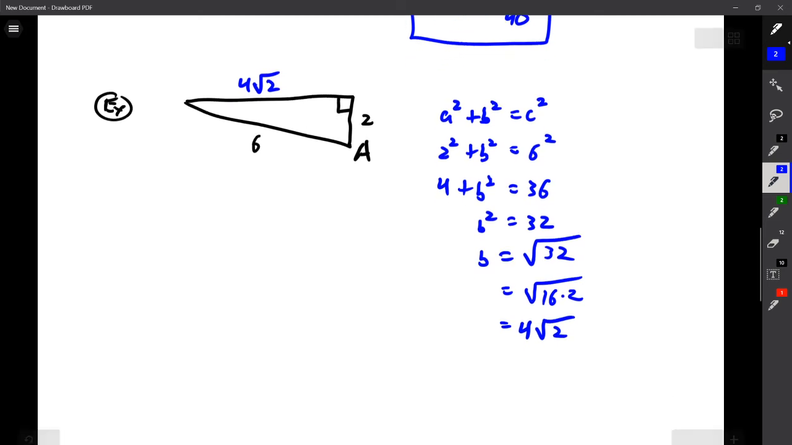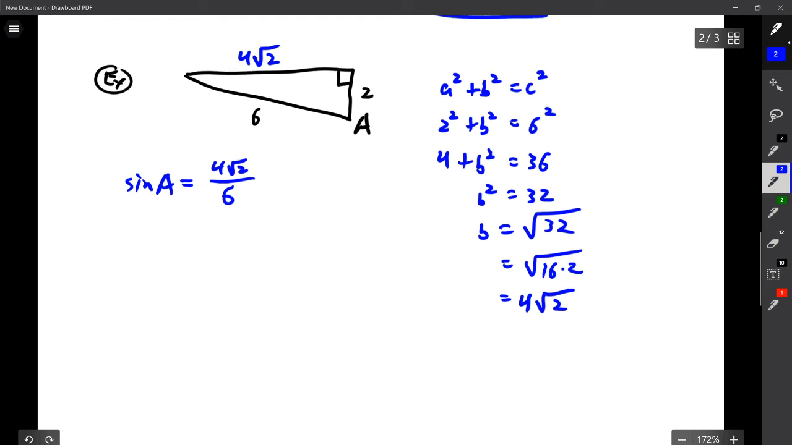And now I can write my trig ratios. So I can say that the sine of angle A is opposite over hypotenuse. So that's 4 root 2 is opposite over 6. But now that can be simplified because 4 over 6 can simplify to 2 over 3. So this is going to be equal to 2 root 2 over 3. The 4 over 6 simplified to 2 over 3. And then again, that's the sine of angle A.